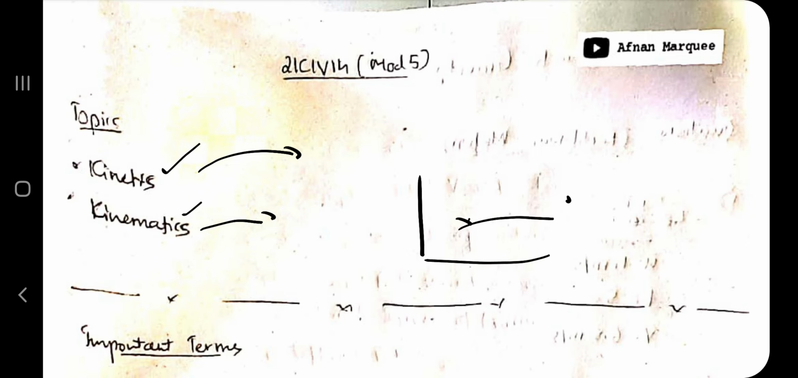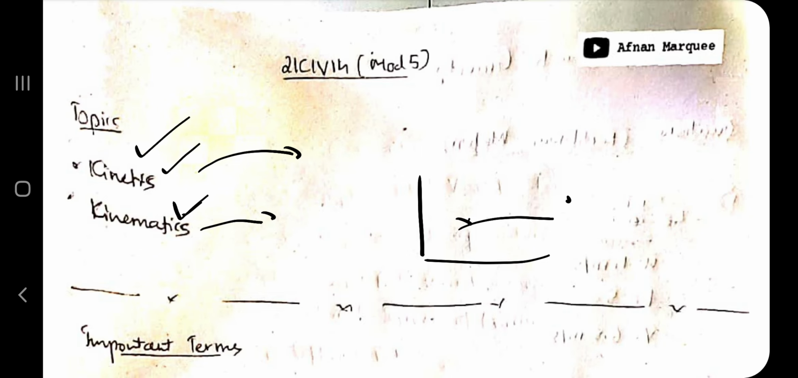In kinetics we are dealing with the forces acting upon an object and what motion it causes. In kinematics we are not dealing with the forces, but just with the change in the position of the object, meaning just the motion. Forces are involved in kinetics; in kinematics forces are not involved.